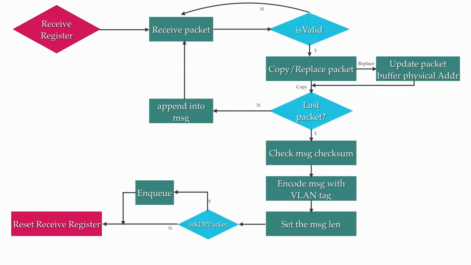If not, append it to the message and continue to receive the other packets. If yes, this function will check the message, encode it with the VLAN tag and update the message length. And last, it will check if this message is a KDP packet. If yes, increase the network stack and reset the receive register. If no, just do the last step.